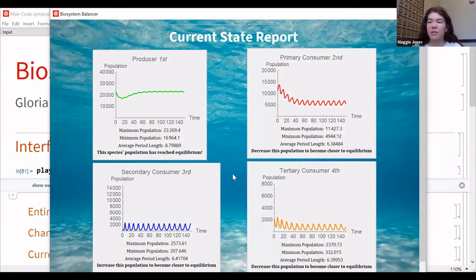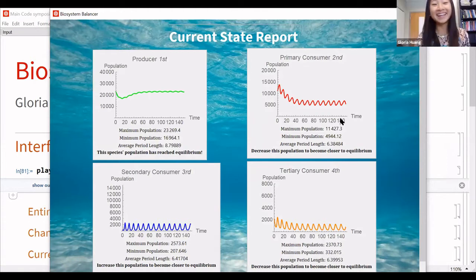After each round, the user can view the current state report. Sorry. Gloria. Yeah, so this current state report appears after the user is done changing the populations and clicks the button Calculate Populations. This screen informs the user of how their selected starting population affected the ending populations of each of the 4 species during that round. And in our program, a round signifies a certain time period. Thinking in real life terms, you could consider a round to represent one generation or a season.